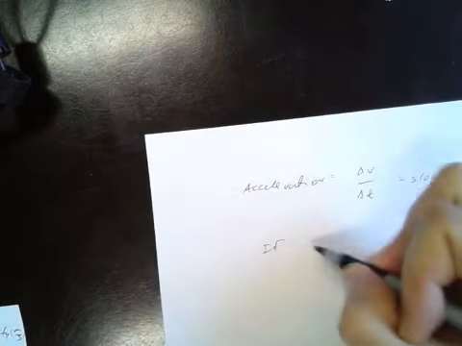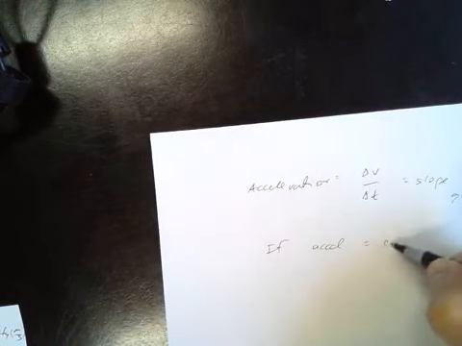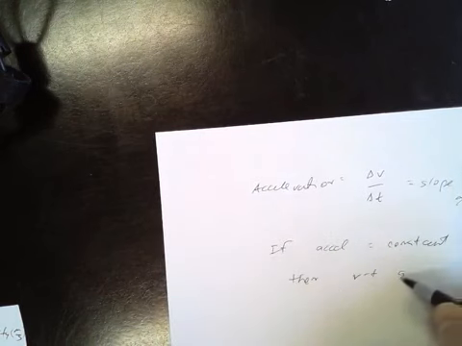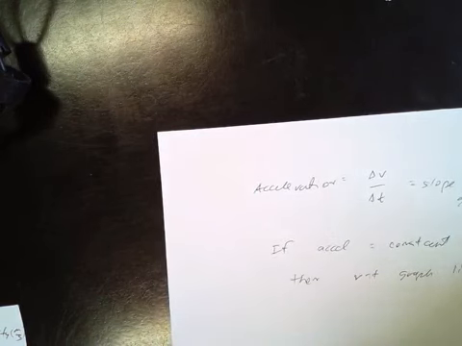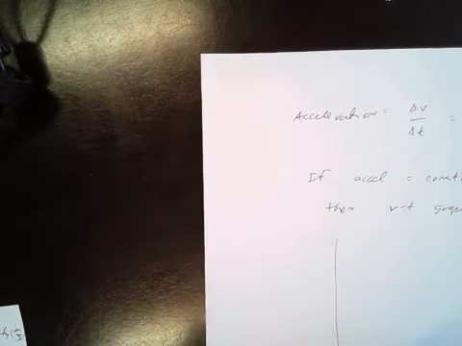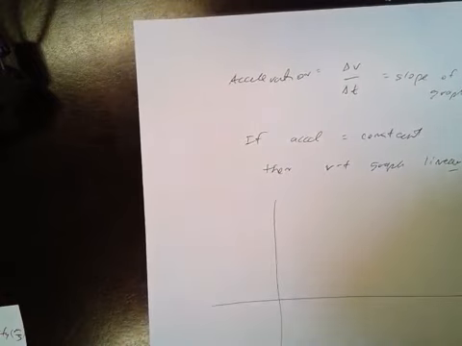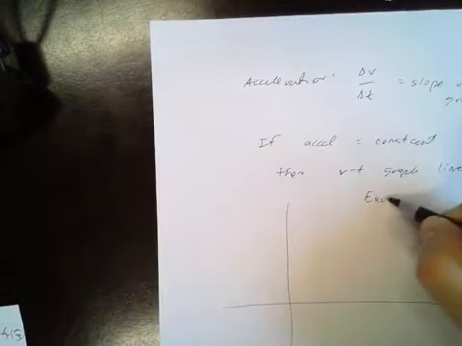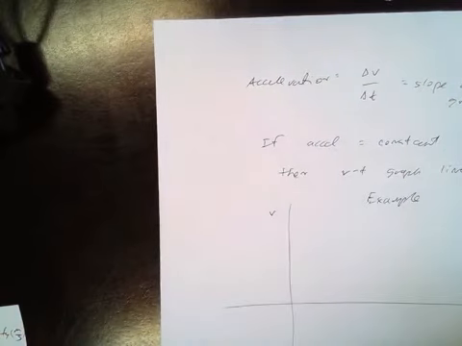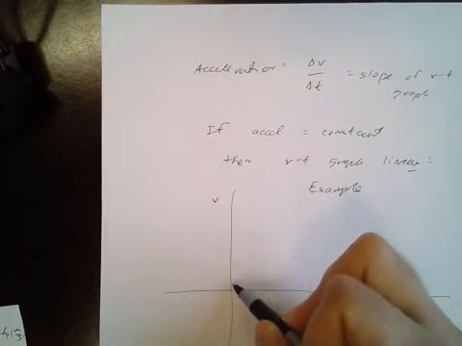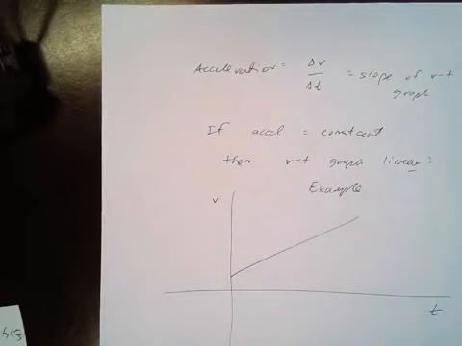If you have an acceleration that's constant, then your VT graph should be a linear shape. So we're going to use that fact to help us finish out this data table. So for example, if this is velocity and this is time, we would expect something like, I'm just going to draw a random line and I'm not going to put numbers on the data, but we would expect a graph with a constant slope.